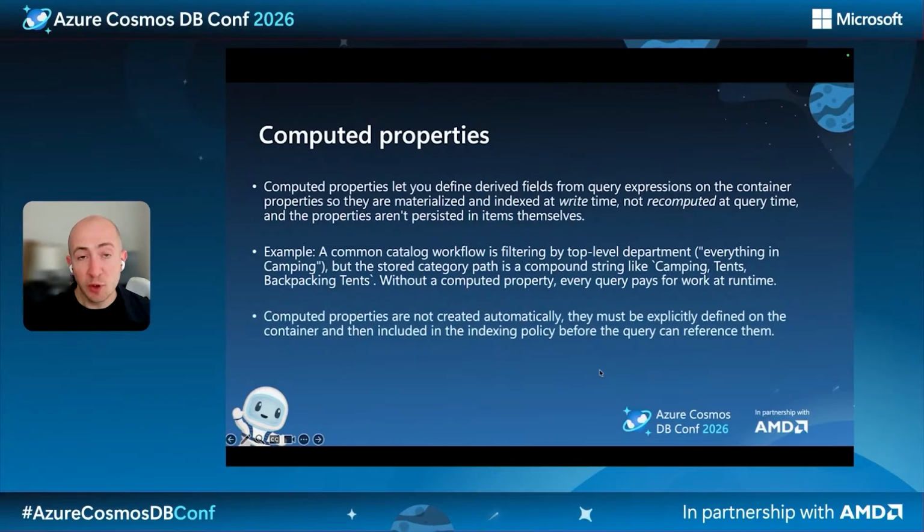It's important to note that you have to define computed properties yourself, and they need to be explicitly added to the indexing policy. But once you do this, you can reference them just as you would any other property in your document, except they're not a property of your document. They're a computed property. So let's see what that looks like.